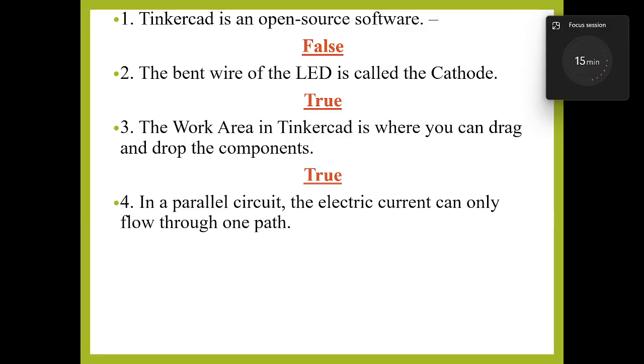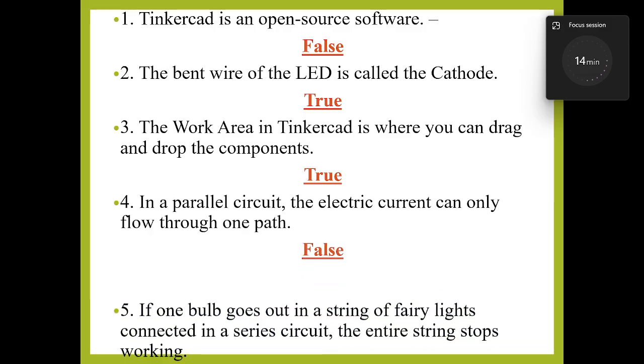Fourth question. In a parallel circuit, the electric current can only flow through one path. Now, if you remember the definition of parallel circuit, you will have multiple separate paths. So the current can pass either of these different separate paths of the bulb. So this will be a false condition.